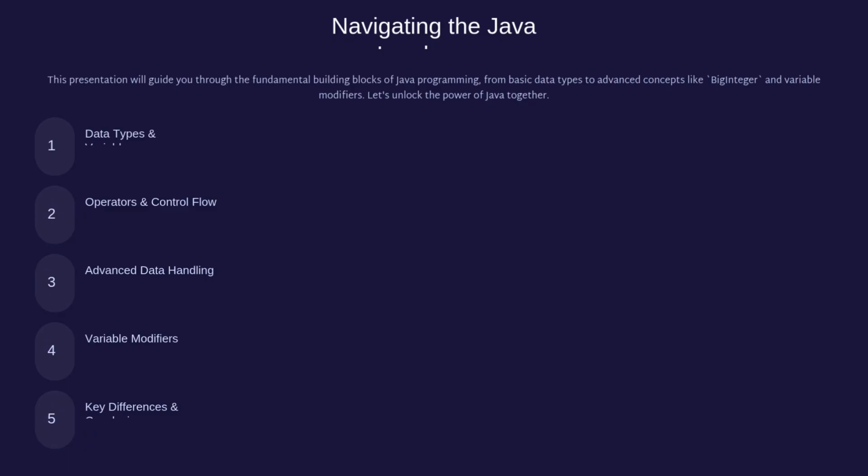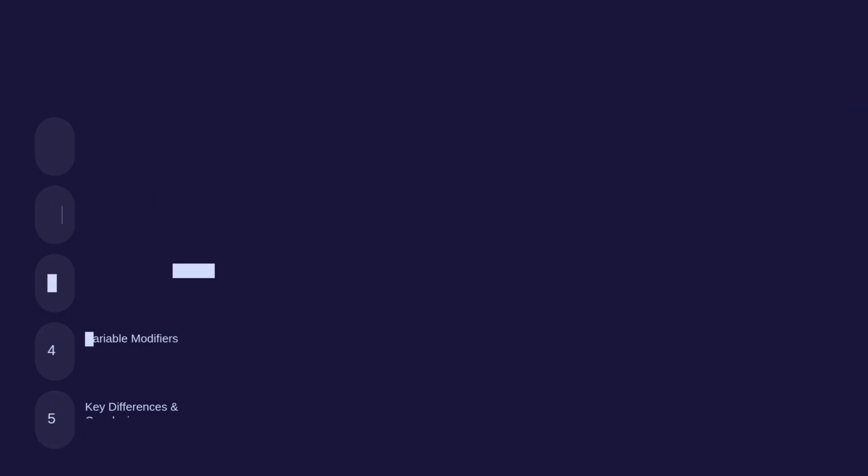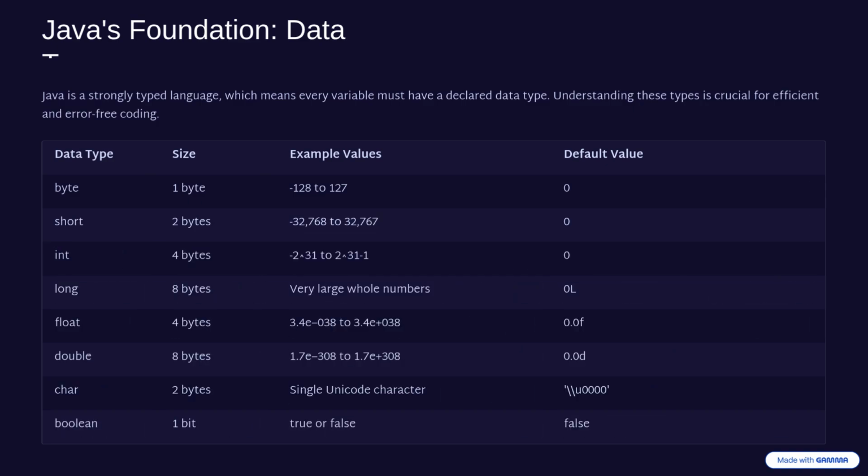1. Data types and variables. 2. Operators and control flow. 3. Advanced data handling and variable modifiers. 4. Key differences and conclusion. 5. Java's foundation.